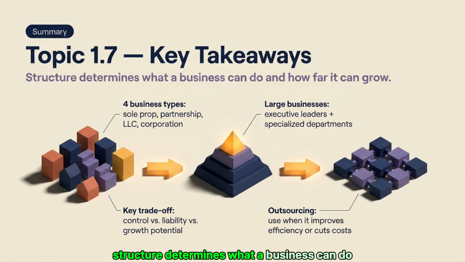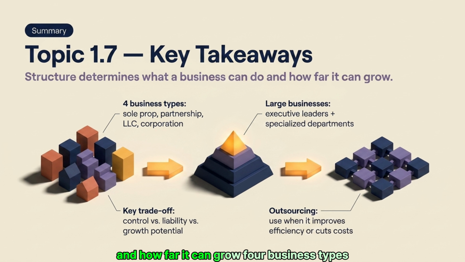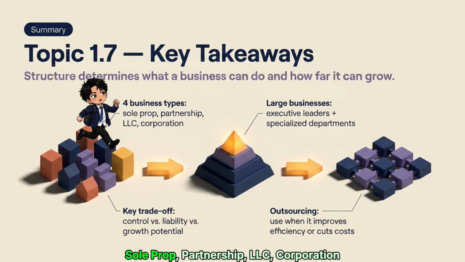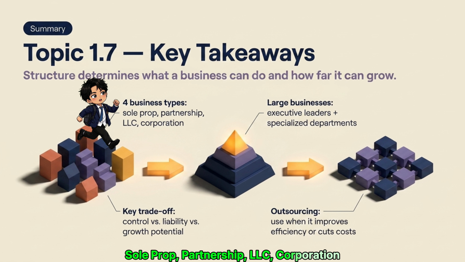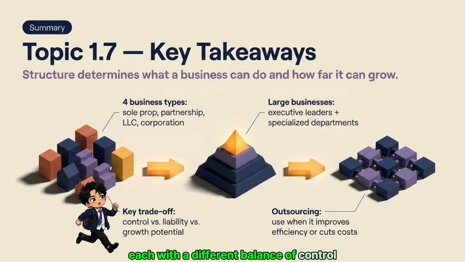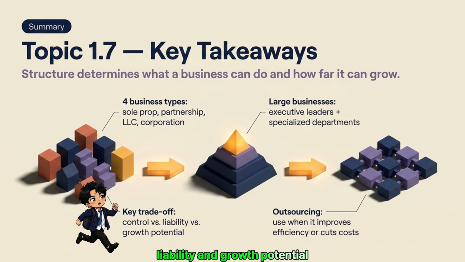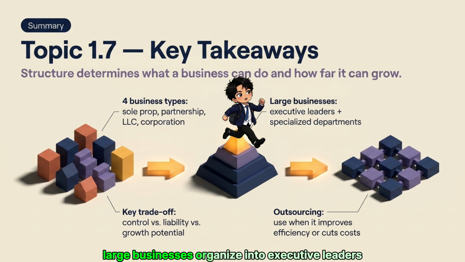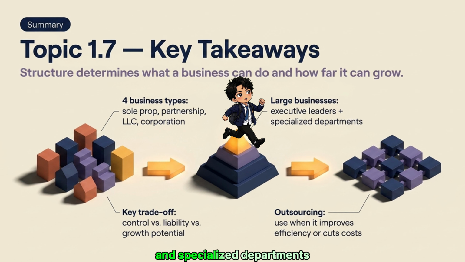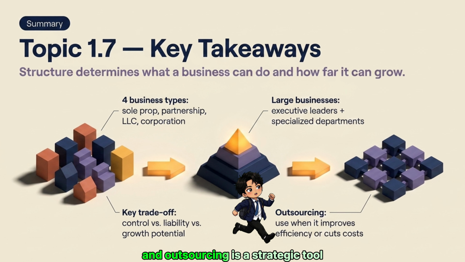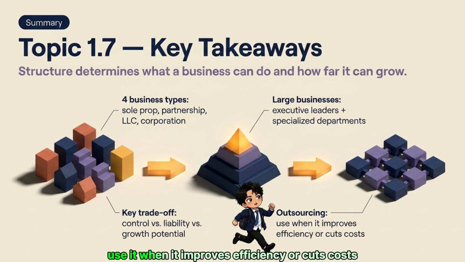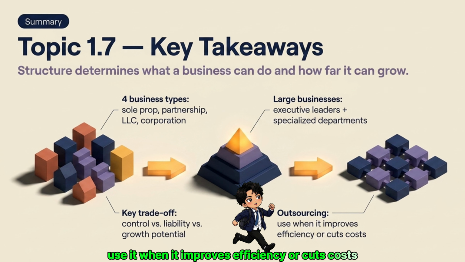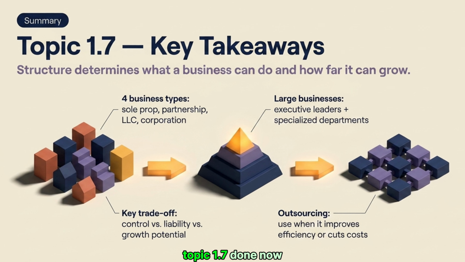Structure determines what a business can do and how far it can grow. 4 business types: sole prop, partnership, LLC, corporation, each with a different balance of control, liability, and growth potential. Large businesses organize into executive leaders and specialized departments. And outsourcing is a strategic tool. Use it when it improves efficiency or cuts costs. Topic 1.7 done.